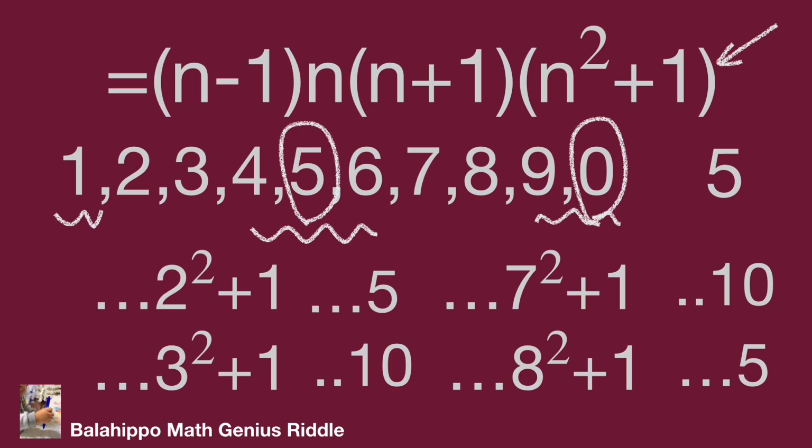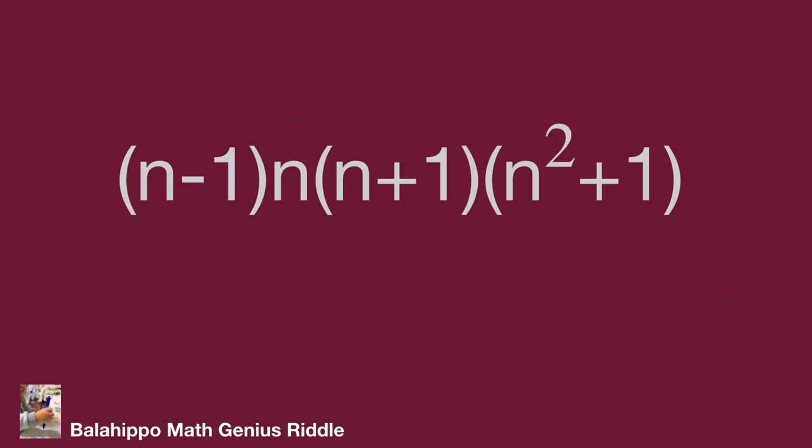So we prove n to the power 5 minus n is divisible by 10. And another approach, back to the factorized result: (n minus 1) times n times (n plus 1) times (n squared plus 1).